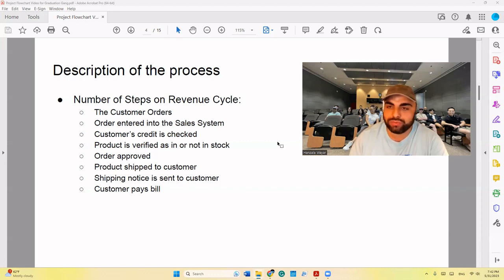Once the order is approved, we pick up the right amount of product and we ship the product along with the shipping notice to the customer. And then the customer pays the bill.